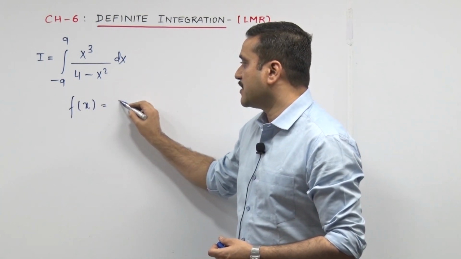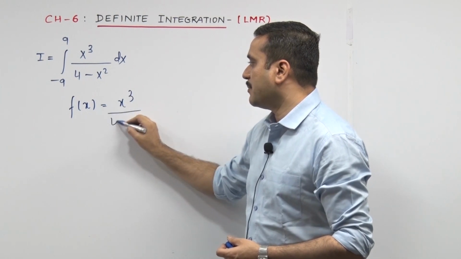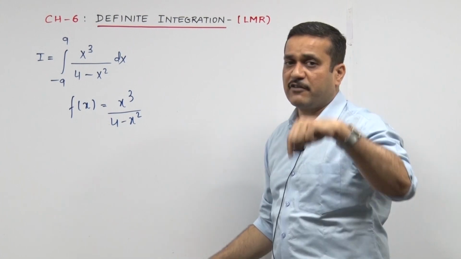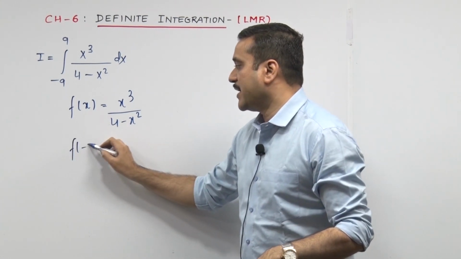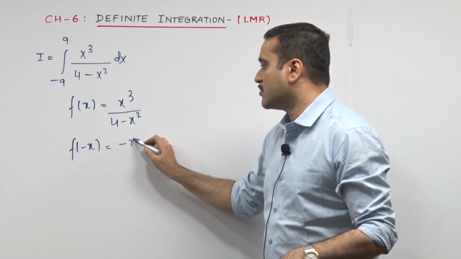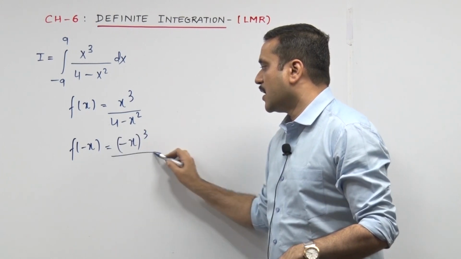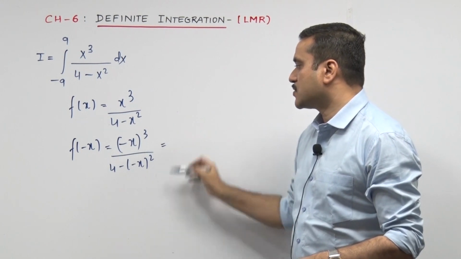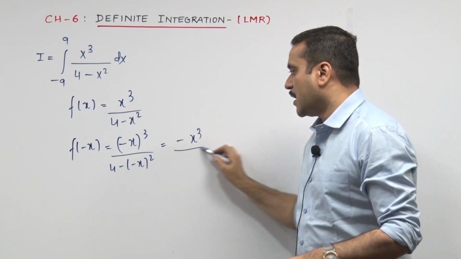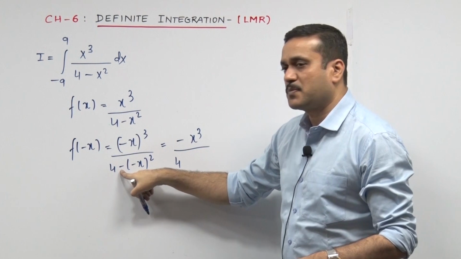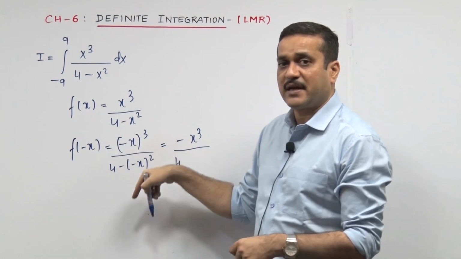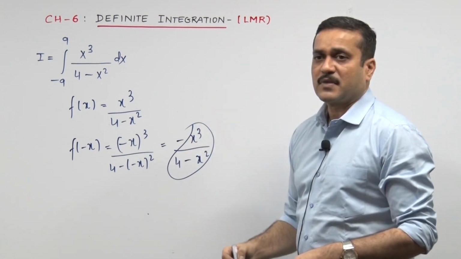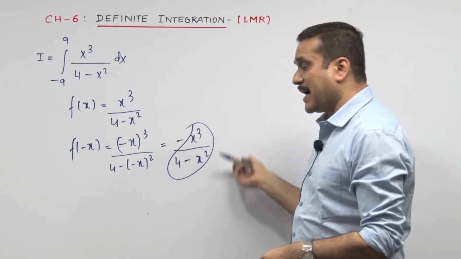The function right now in the sum seems to be x cube upon 4 minus x square. The song is what? I give you f of x, you give me f of minus x. How? By changing all the x to minus x. So that goes minus x ka cube upon 4 minus x ka square. So ultimately that happens to go minus x cube upon 4. You're not going to say that becomes plus because your minus ka square andar hi minus plus ho jayega. So it's 4 minus x square.